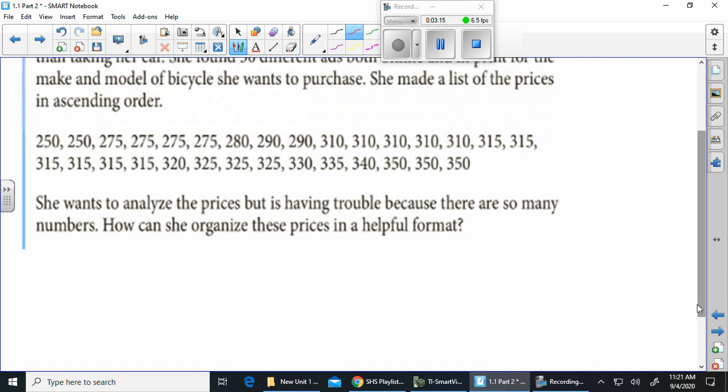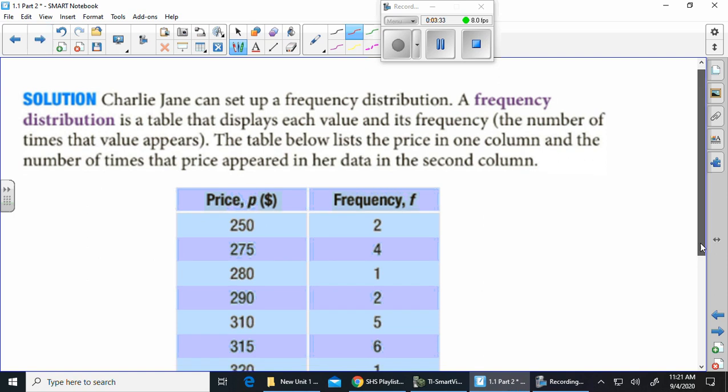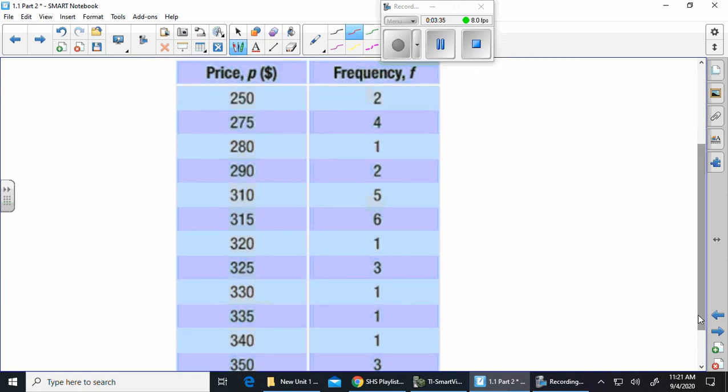Well, obviously, a frequency distribution. Some of these numbers are occurring more than once. So she makes this frequency distribution, puts the price, how many times it occurs, and this one doesn't have the tally mark, but she could have just added it up in the data. So that's used to organize her data.